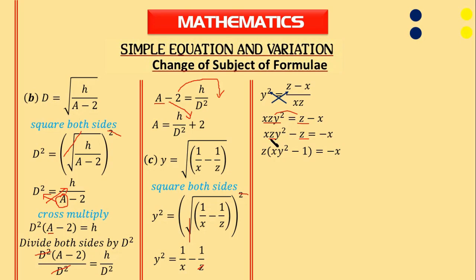The only simple thing that you should do at this point is divide both sides by xy square minus 1. Xy square minus 1, you use it to divide both sides. So from here, this will cancel this. And what are you left with? z equals minus x over xy square minus 1. That is your final answer.